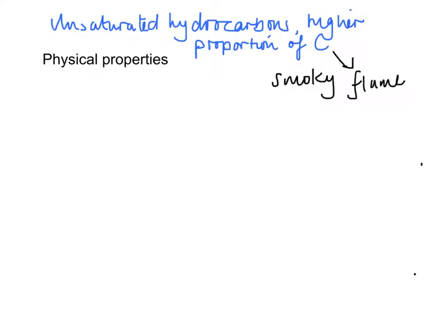The physical properties we have to talk about are just the melting points and boiling points, which are lower than the melting point and boiling point of the corresponding alkane. This is because when you've got a double bond in a molecule, it's more difficult to pack the molecules close together. Therefore, the molecules can't get so close, and it's easier to melt them.